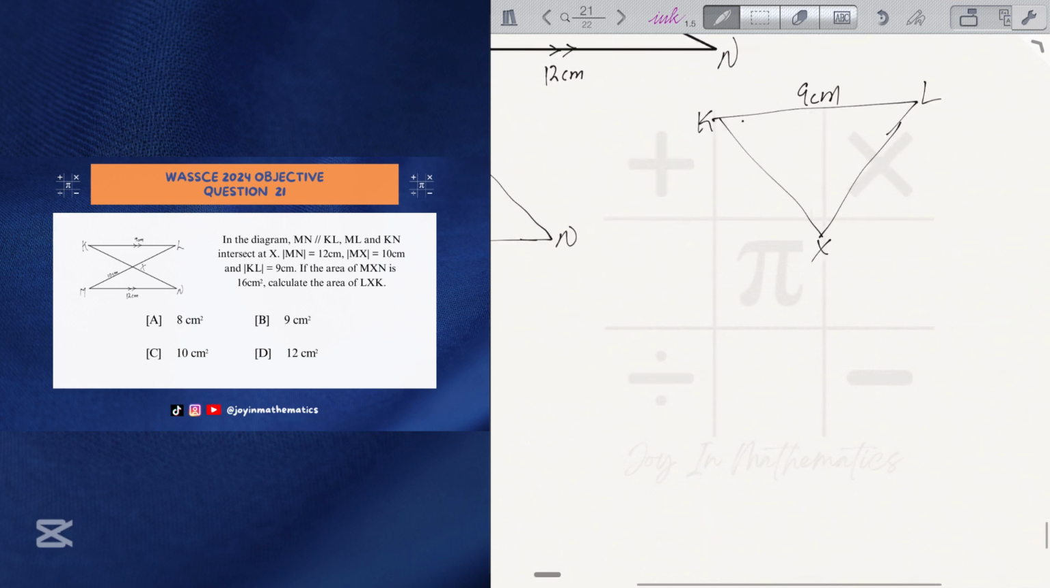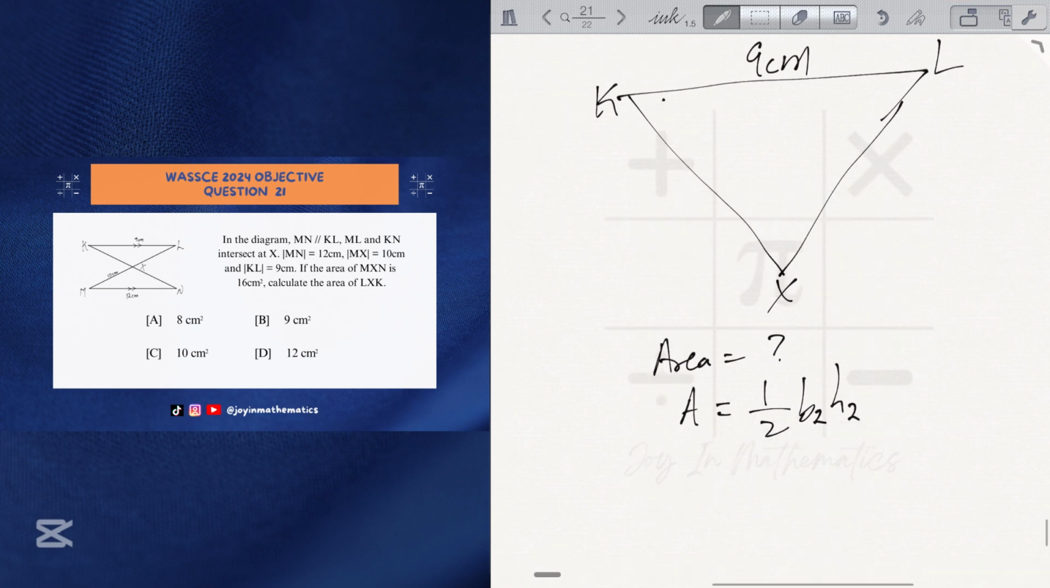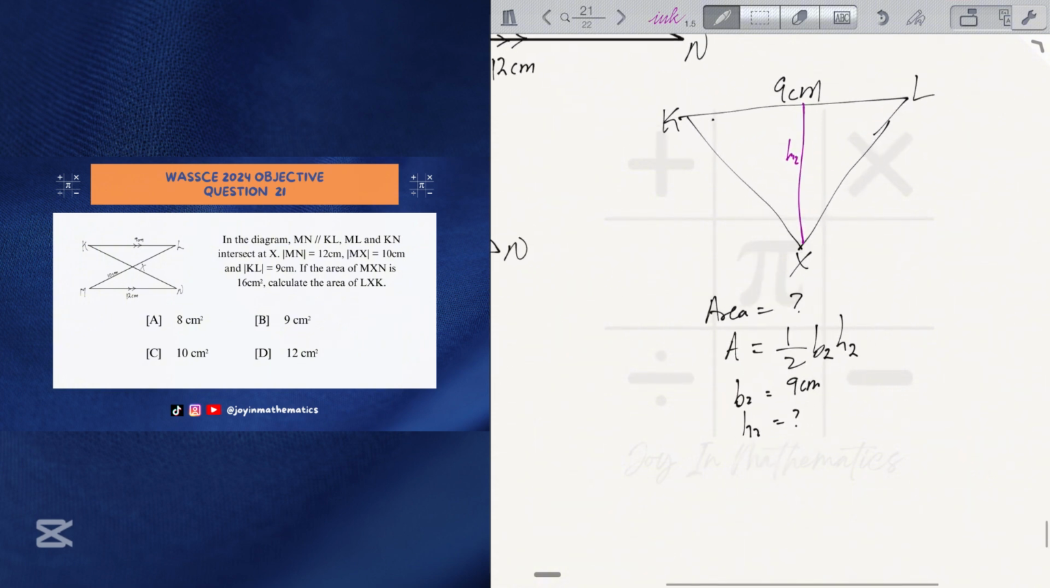If we move to the second triangle, we know that the area is what we are looking for. What is the formula for the area here? Half base times height, but this time we'll be using 2. So the base here, B2, is 9 centimeters. Similarly, H2 is unknown. Let's depict it in the diagram as H2. So all we have to do now to evaluate this area is to evaluate H2.